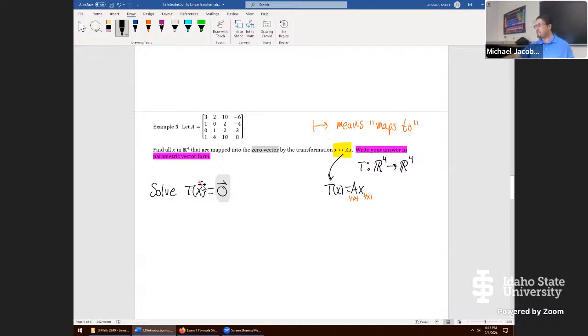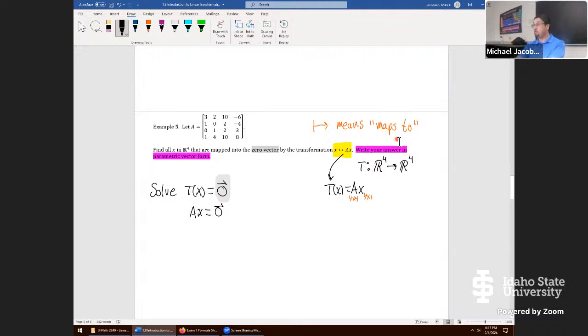It's not so bad because T of X, either using this notation, maps to AX, or this notation. Either way, you just make a substitution. AX equals the 0 vector. That means this problem is, I believe, coming from section 1.5 at this point. We're going to find the solution set to the homogeneous system of equations in matrix form, and we'll write our answer in parametric vector form.